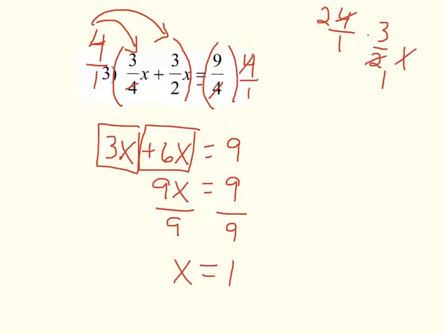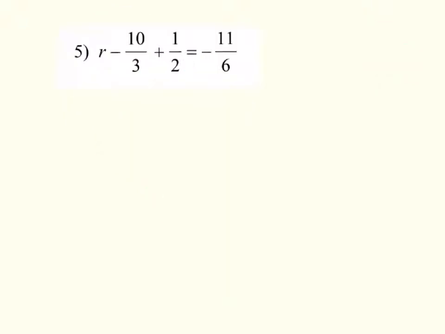Very good. All right, let's try another one. Okay, so here I have an equation, and write it down, and I have 3 different denominators. I have a 3, a 2, and a 6. I need to get the common denominator, and the common denominator is 6. So now I'm going to multiply everything by 6. Everything on the left, everything on the right.